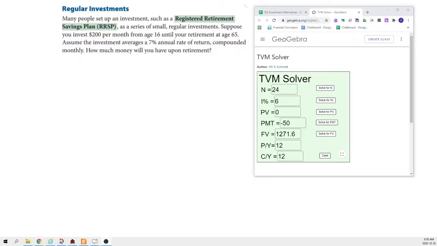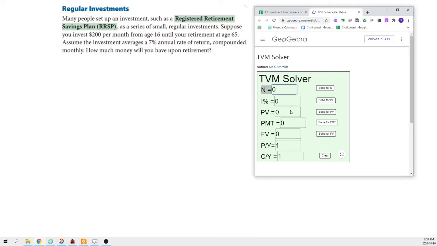Saving for retirement is really important, and the earlier you start, the bigger your reward. Regular investments. Many people set up an investment such as a registered retirement savings plan, or RRSP, as a series of small, regular investments. Suppose you invest $200 per month from age 16 until your retirement at age 65. Assume the investment averages a 7% annual rate of return, compounded monthly. How much money will you have upon retirement?